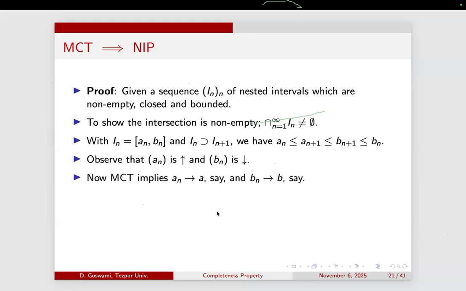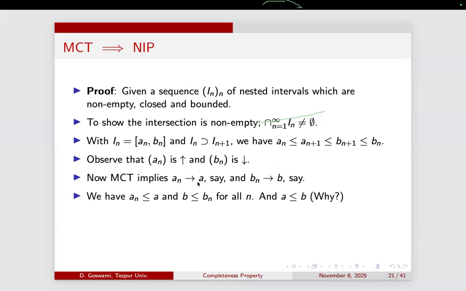So time won't permit me, so let's quickly go through whatever. It's almost the same idea that we have used to prove NIP. Do you remember? So to prove NIP, we start with the nested intervals. They are non-empty, closed and bounded. We want to show that the intersection is non-empty. So these intervals are of these forms. And then these a_n are increasing, b_n are decreasing. So by MCT, a_n would converge to a, b_n would converge to b.